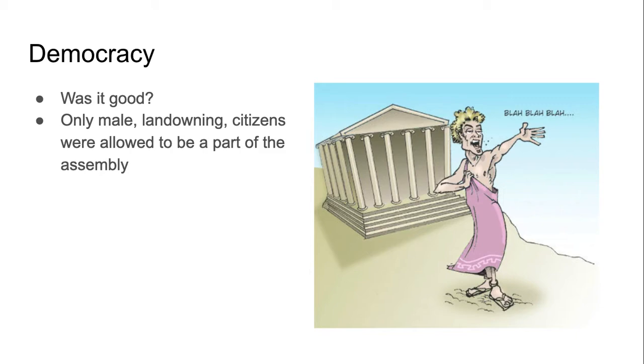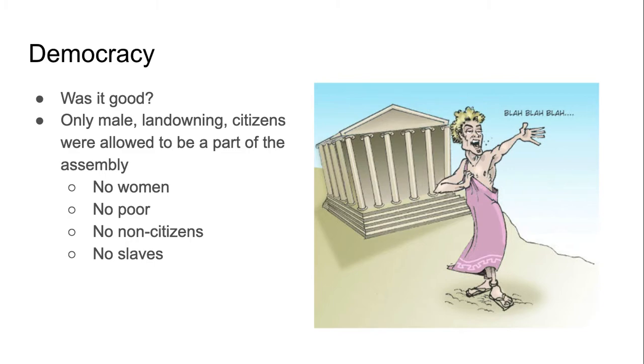Consider, based on these categories, who is not being represented in the government? No women, the poor, non-citizens, and slaves. That's a huge chunk of the population, yet they do not have a choice and they do not have a voice in any of the decisions being made.